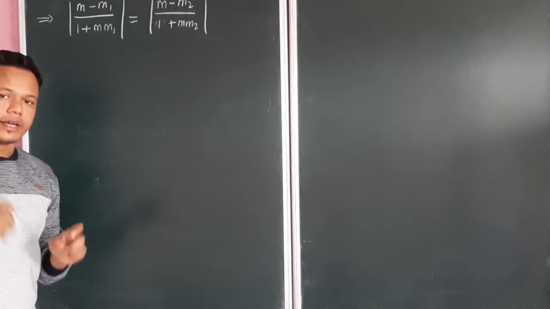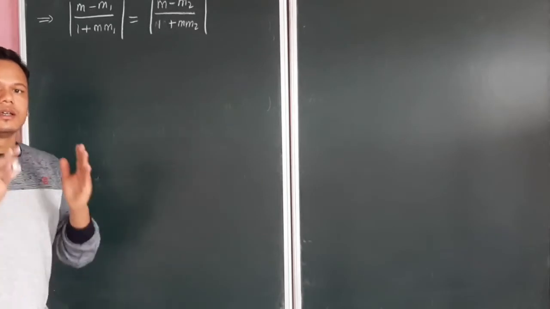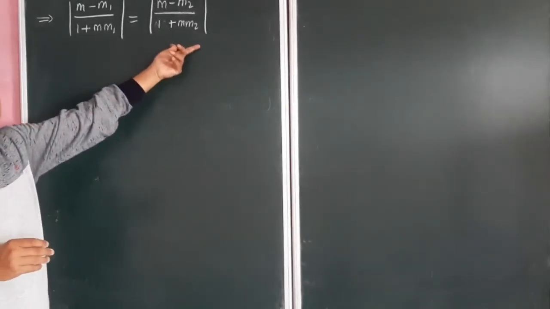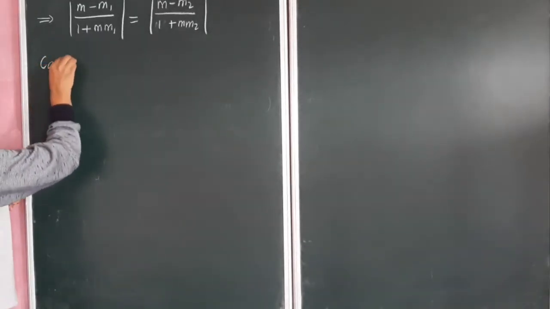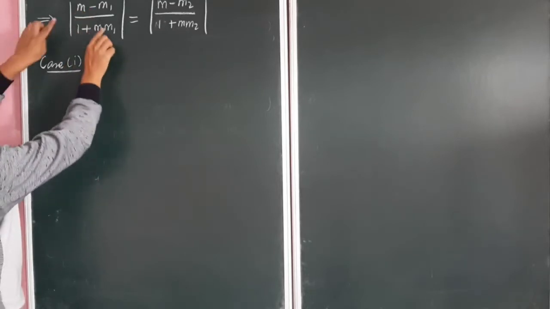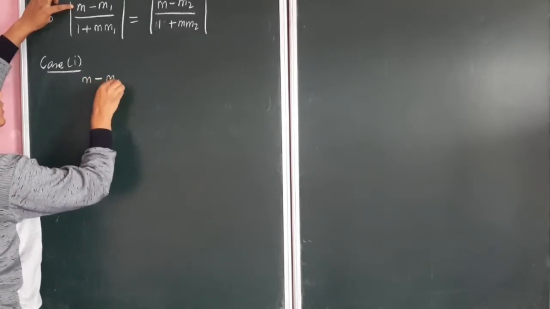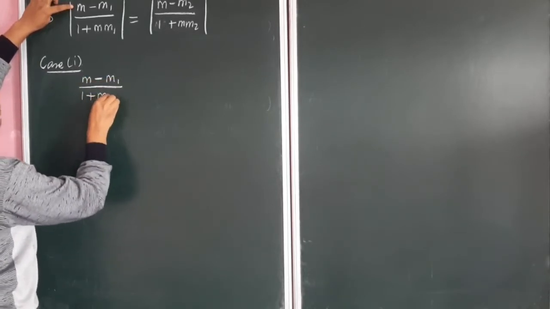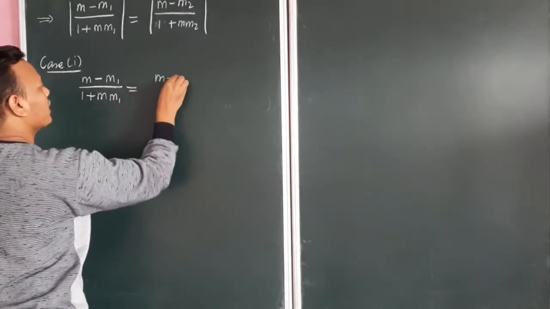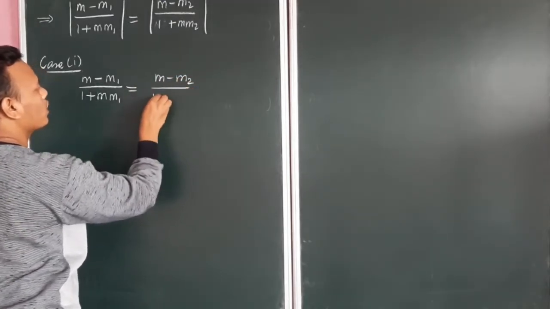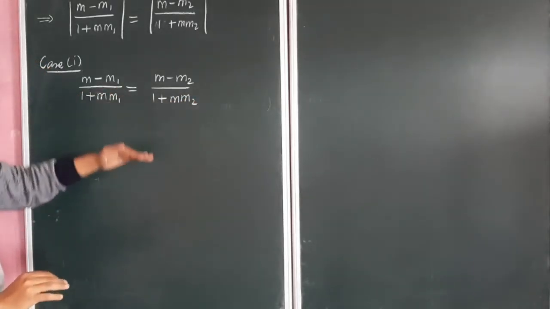Now what is the meaning of this? Let's try to understand. Now all of you know that modulus means we are just having a look at the positive sign, but it can be negative as well, right? So that's why there are two cases possible here. Okay, so I'm writing case 1. So case 1 says, if I remove the modulus sign, m minus m1 by 1 plus m m1 can be equal to the very same, that is m minus m2 by 1 plus m m2. Alright, so this is my case 1. We'll talk about case 2 later.